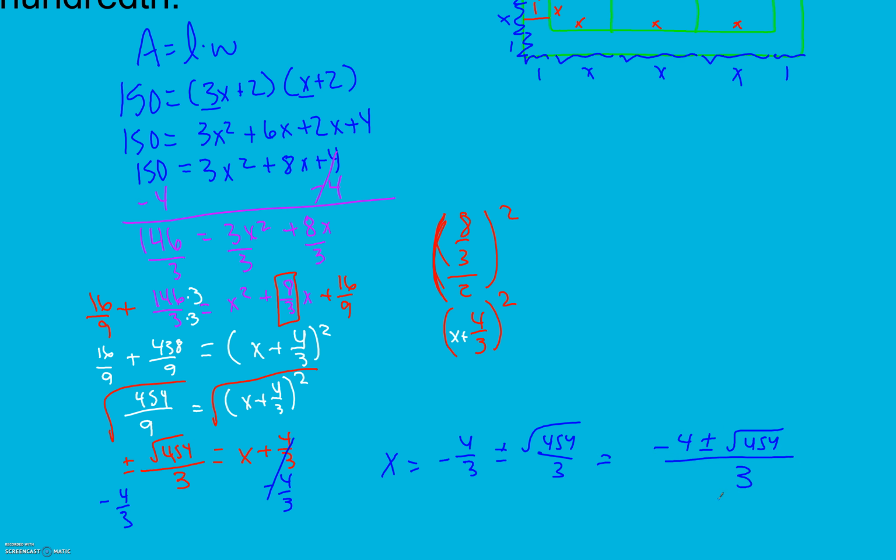To find our decimal approximations here, when I do plus, I get 5.77 feet. When I do minus, I get negative 8.44 feet. And we can't have negative 8 feet, so here, each side is going to be approximately 5.77 feet.